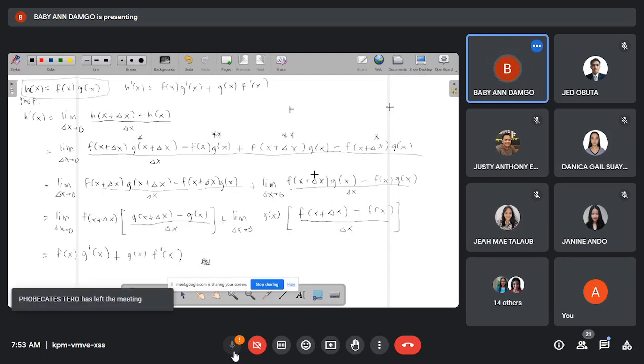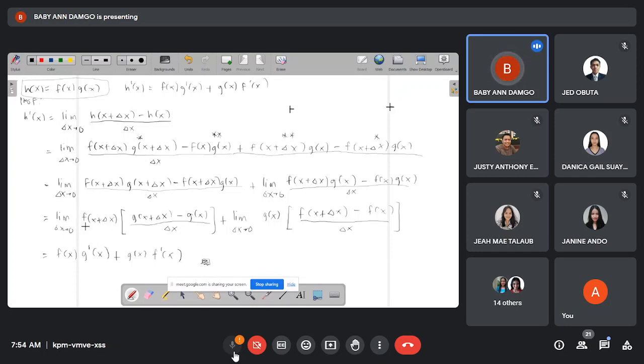So next, we factor out the common terms, which is f of x plus the change of x. On this side, what we factor out is g of x. Here, what remains is this one. For the second, this is what remains. Okay. So next, we now evaluate the limit.